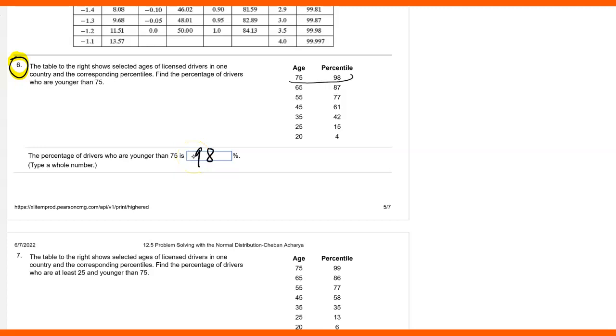Remember this percentile here. The age is 75, and 98 is the percentile. In other words, 98% is younger than 75. In other words, 87% is younger than 65. In other words, you can say 4% is younger than 20 years old. That's what it means.